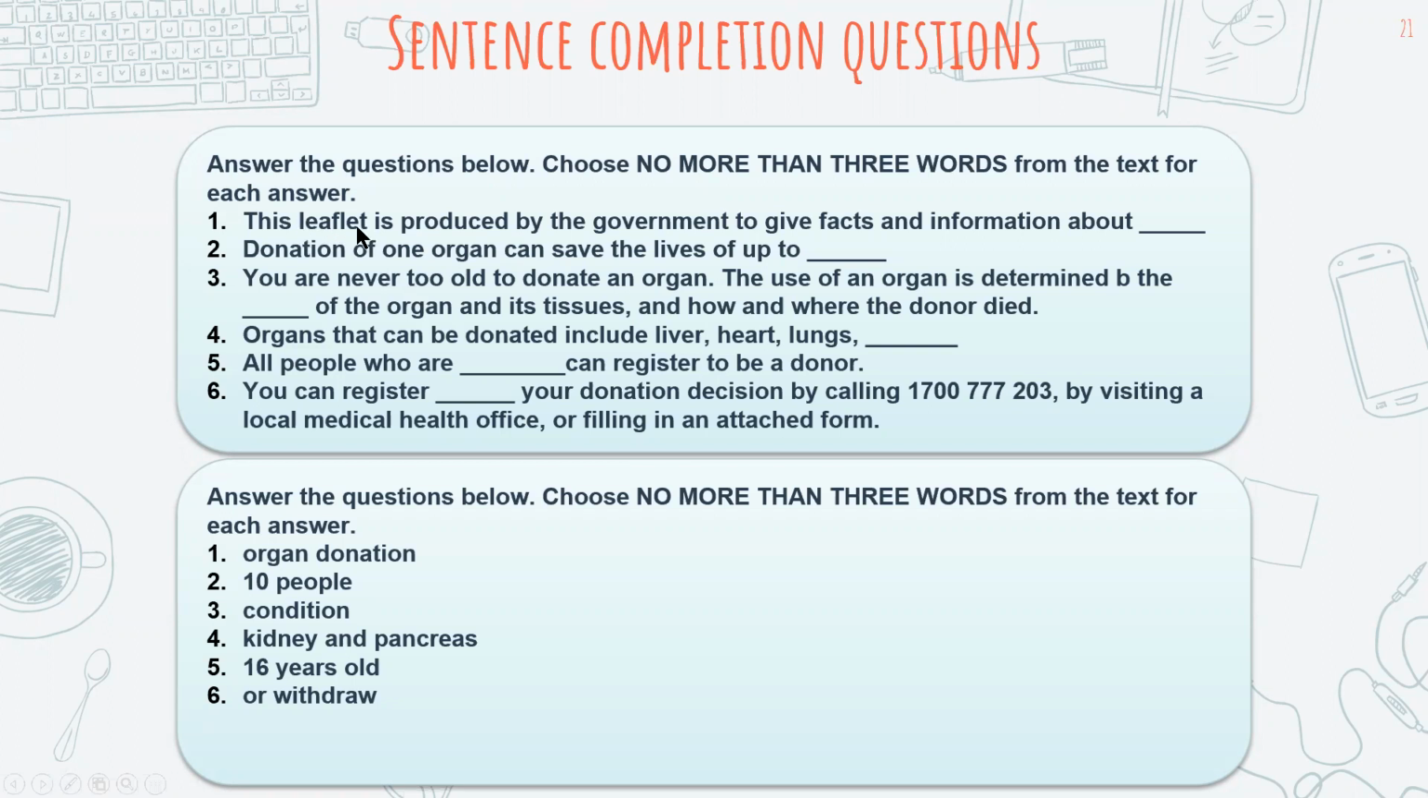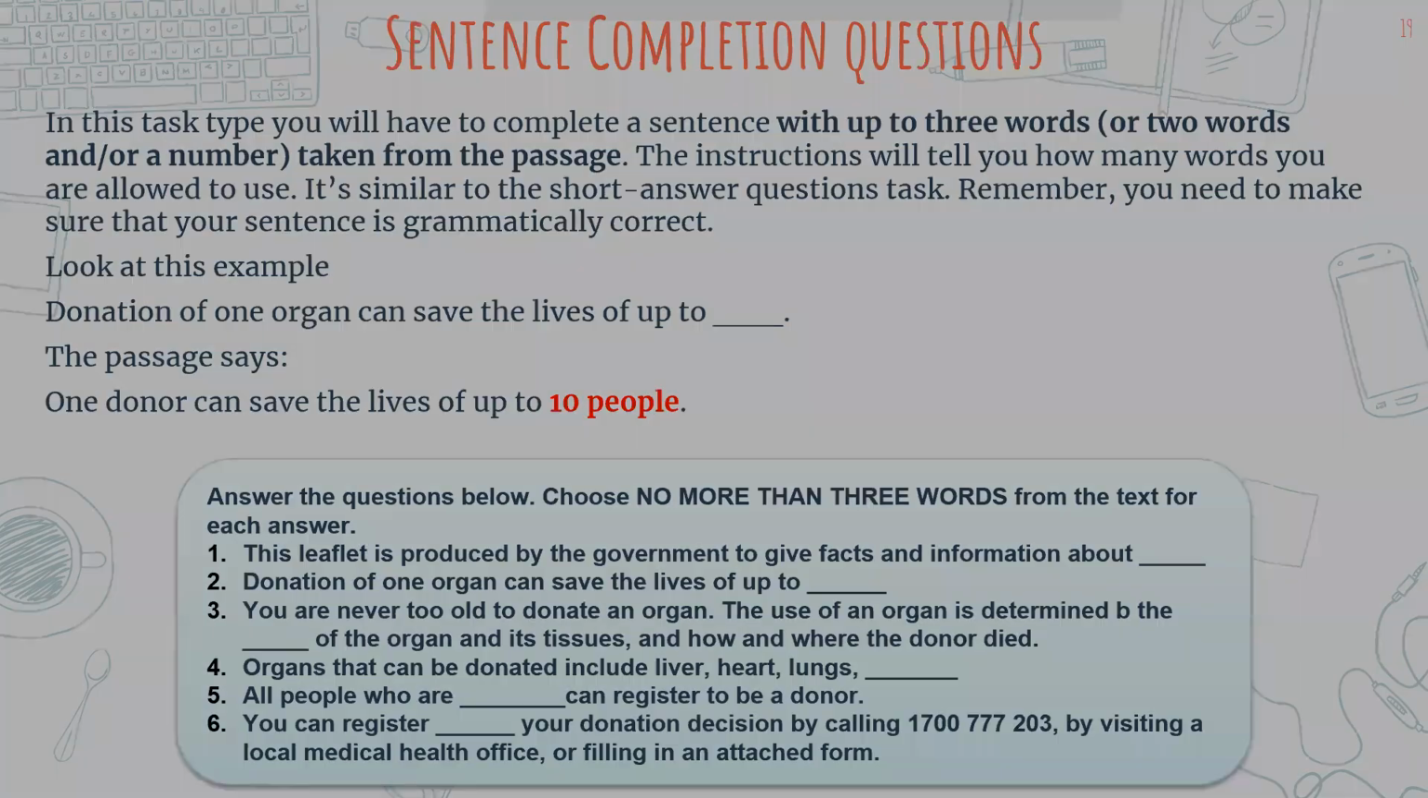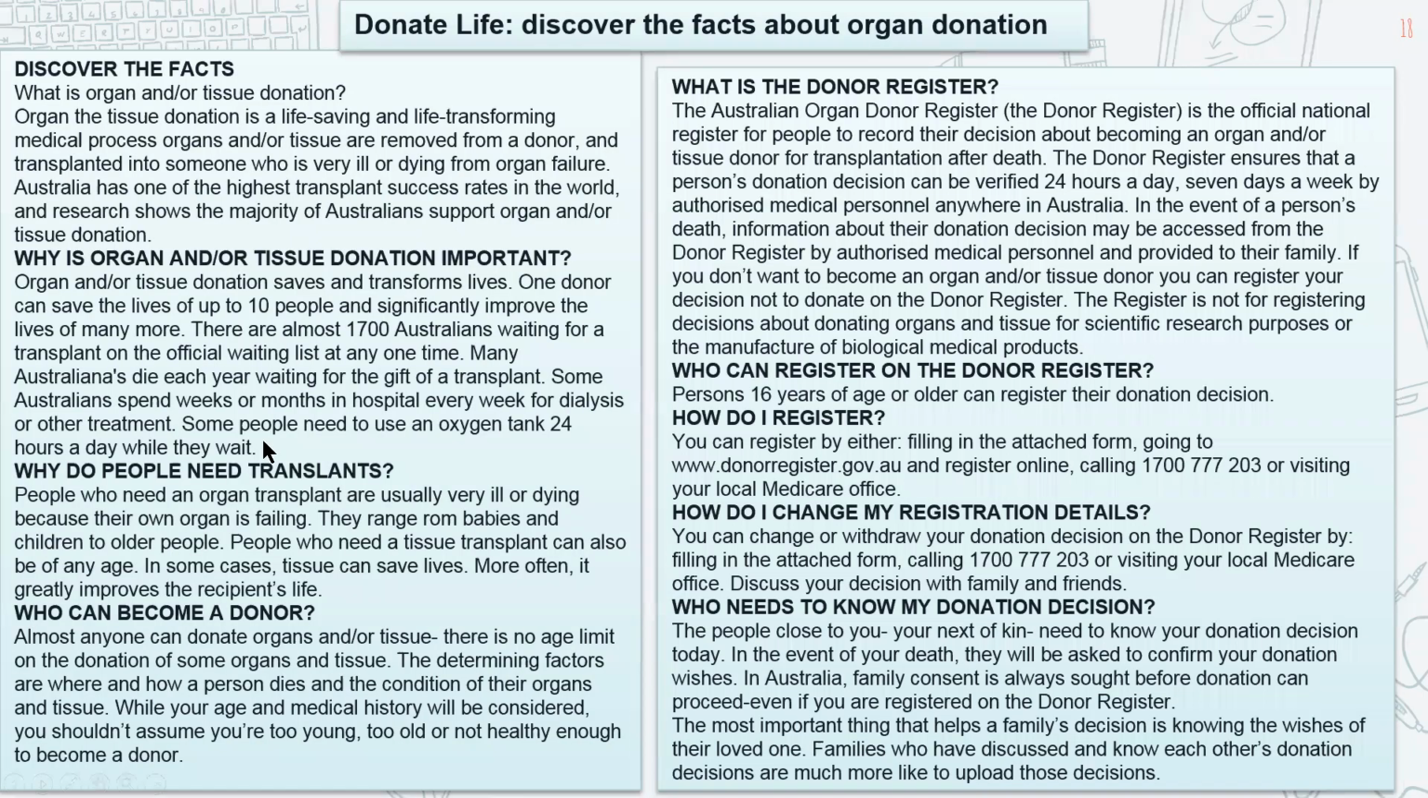This leaflet, government, give facts and information. So I need to use no more than 3 words here to complete the sentence and make sure that it's grammatically correct. Let's go back to the text. So I have leaflet, government, give information. Okay, so we have to skim the text first.